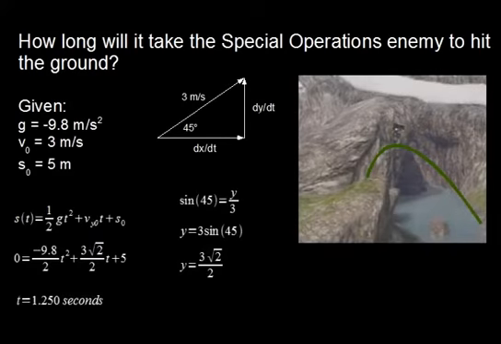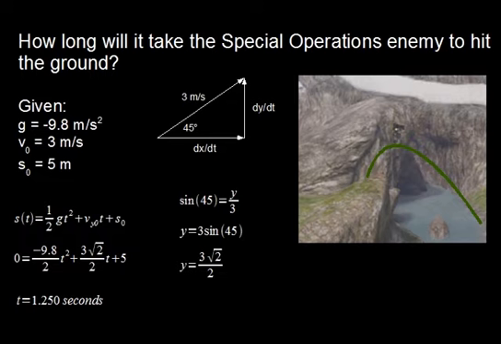How long will it take the special operations enemy to hit the ground, given that g is equal to negative 9.8 meters per second squared, v naught is equal to 3 meters per second, and s naught is equal to 5 meters? Using the diagonal velocity 3 meters per second, we can find the y component, which is dy dt. So sine of 45 is equal to y over 3, y is equal to 3 sine of 45, y is equal to 3 root 2 over 2.